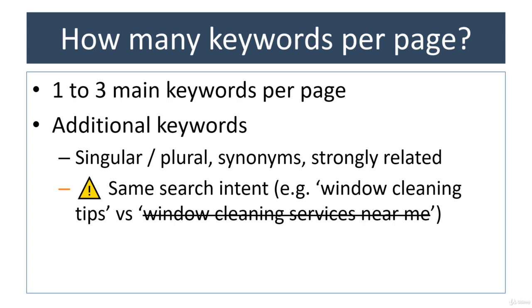If you write a blog post about the keyword window cleaning tips, this is a purely informational article. So a keyword like window cleaning services near me would not fit in this post, because that is more of a commercial type keyword. Only combine keywords on the same page that have similar search intent. This way you can create a nice structure for your site where you assign all your keywords to different pages.